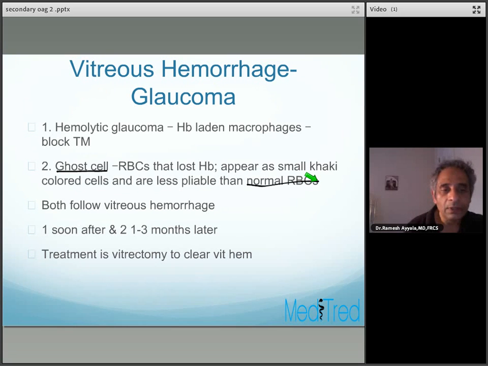Both of these situations, hemolytic glaucoma and ghost cell glaucoma, like I mentioned, follow vitreous hemorrhage. The hemolytic glaucoma occurs soon after the hemorrhage happens, whereas ghost cell glaucoma happens 1 to 3 months later. The treatment in both these situations is to have a vitrectomy to clear up that vitreous hemorrhage.